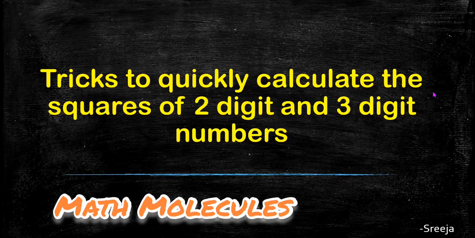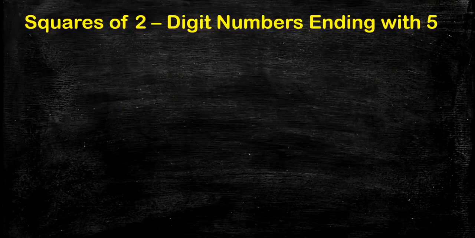In this video, we will learn simple tricks to quickly calculate squares of 2-digit and 3-digit numbers. These tricks will be very useful if you are appearing for any competitive exams, and you can save time in these calculations. So let's begin with finding squares of 2-digit numbers that end with 5, the numbers which have 5 in the units place.